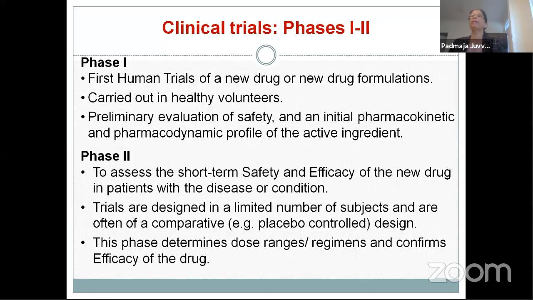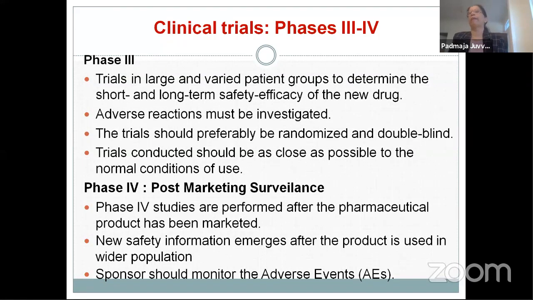So the next one is about phase 3 and phase 4. Phase 3 is more or less similar to phase 2, but in a larger population, and it's more geographically distributed. So therefore, there are more people, and naturally, we may see more side effects. But this is for us to understand, again, the safety of the product and the efficacy of the product.